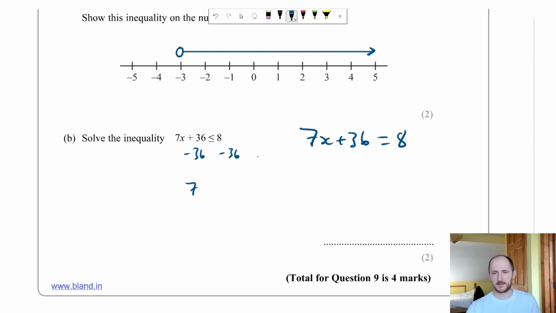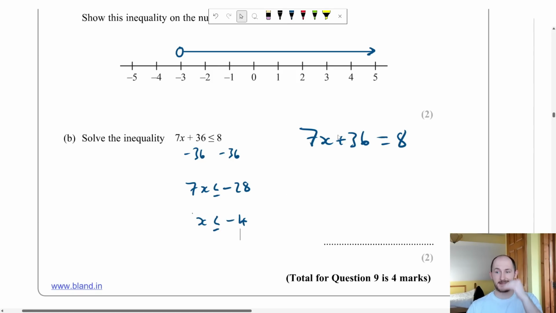So we get 7x less than or equal to 8 minus 36, which will be minus 28. Then divide both sides by 7, and you get x less than or equal to minus 4. Again, that's the same steps you would take for this equation. It's the same thing. Do not worry about it.